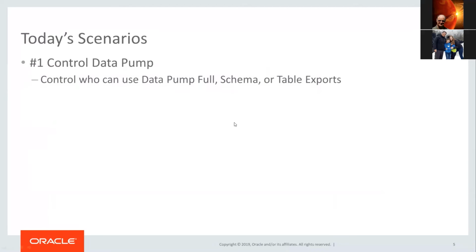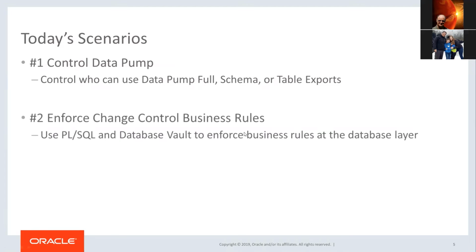All right, so we have three scenarios for you today. The first scenario is around DataPump. So we're going to perform DataPump full exports, schema export, and a table export, both without and then with Database Vault enabled to show you the differences.